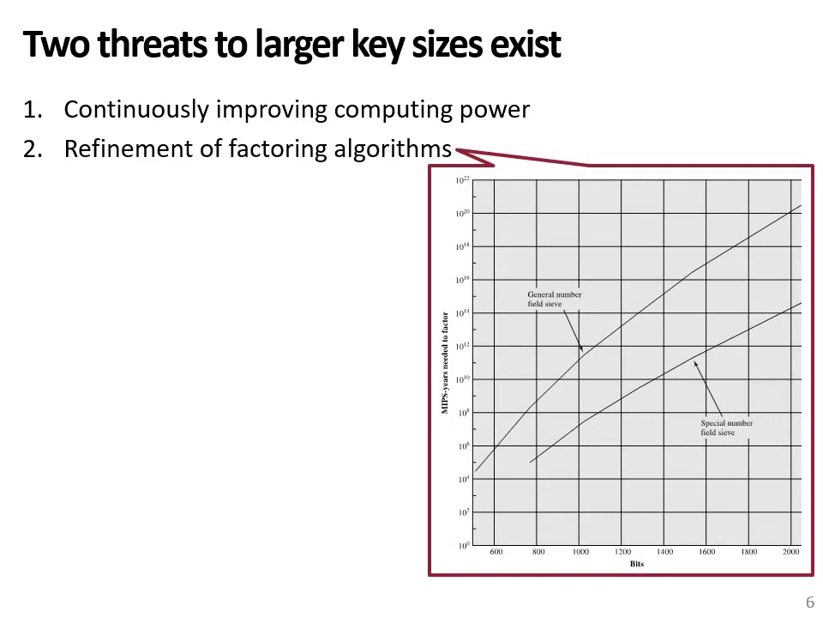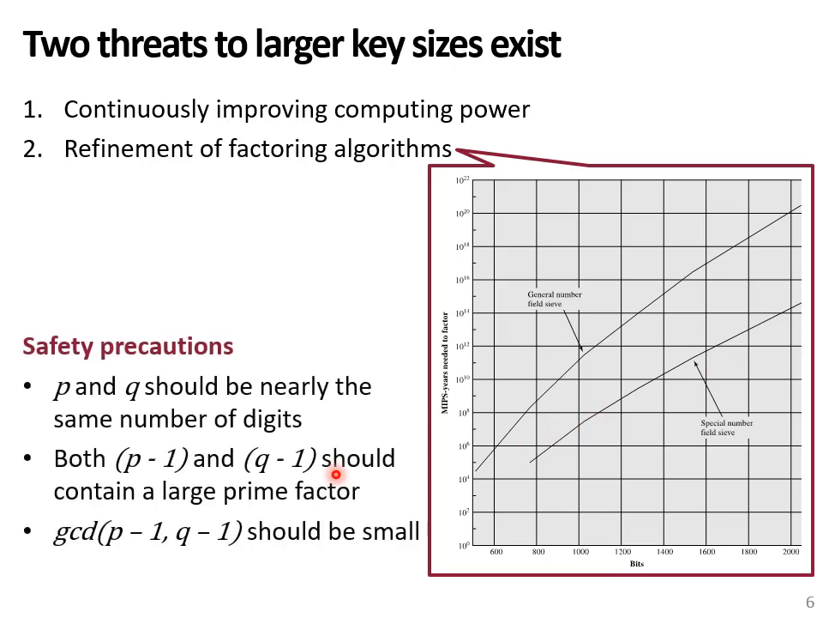And here you see a comparison between the general number field sieve and the special number field sieve in terms of how long it would take to factor a certain number with a certain number of bits, in terms of number of MIPS years. And you see this more efficient algorithm takes way less time to factor a number with the same number of bits.